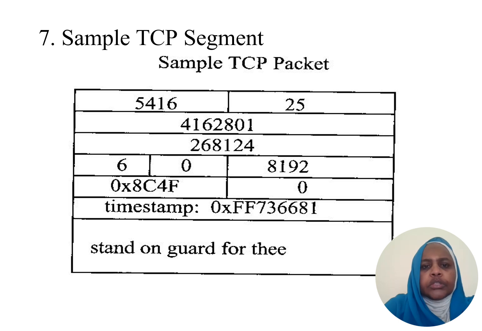This is an example of a TCP segment where the first two fields are the sender port number and the destination port number, then the acknowledgement number and the sequence number. The timestamp is an optional header field, and the data is sent after that.